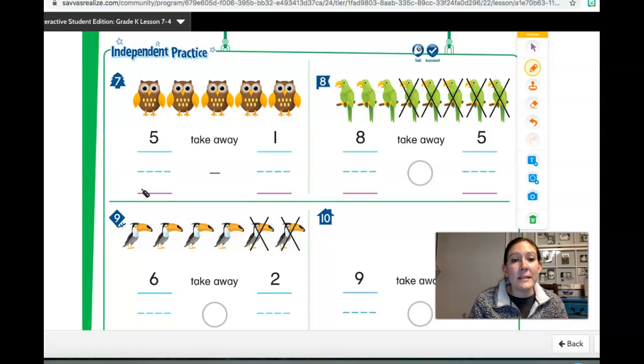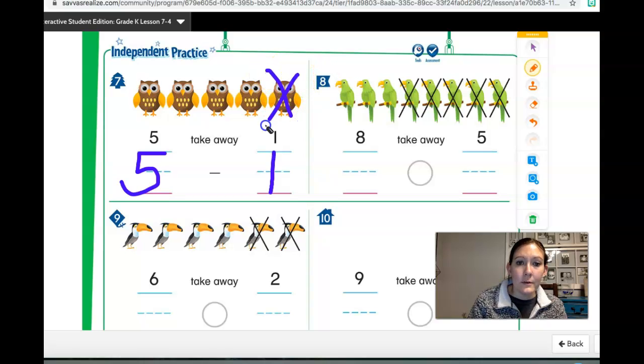All right, let's look at number 7, Christmas tree. This math sentence says 5 take away 1. 5 is the whole amount. 1, 2, 3, 4, 5. 5 owls. Minus, they already put the minus sign there for us. 1. Better write that 1 right there. But that picture doesn't show that any owls were taken away. I'm going to have to X one out myself. Did you do that too? Now our picture shows 5 minus 1.